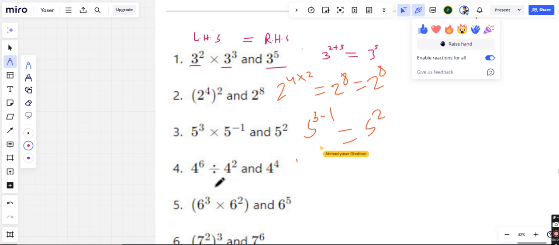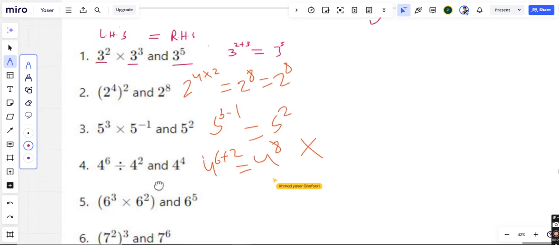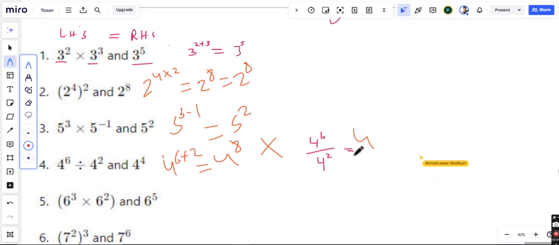Excellent. Super. And this one? Fourth of powers. Question number 4. Not equal. It's equal. How do we prove it? You check that, dear. Here, instead of 4 to the 6 divided by 4 squared, can I write 4 to the 6 over 4 to the 2? Can I write just like this? Yes, because over means division. That would go 4 to the power of 6 minus 2. Yes, it's equal. Good, excellent.